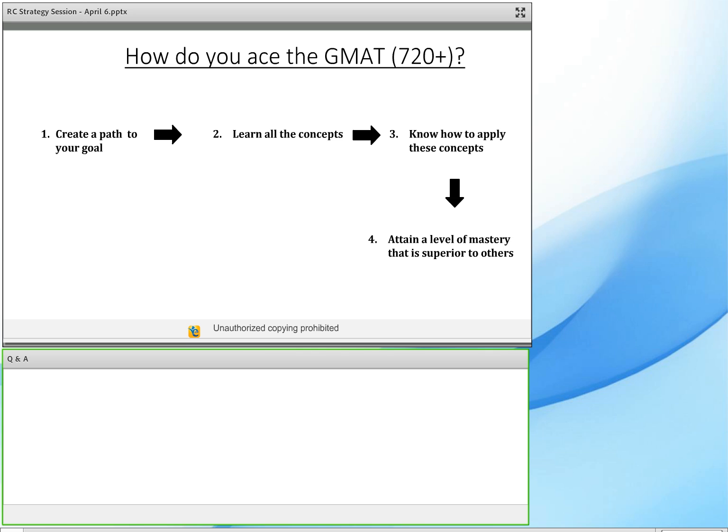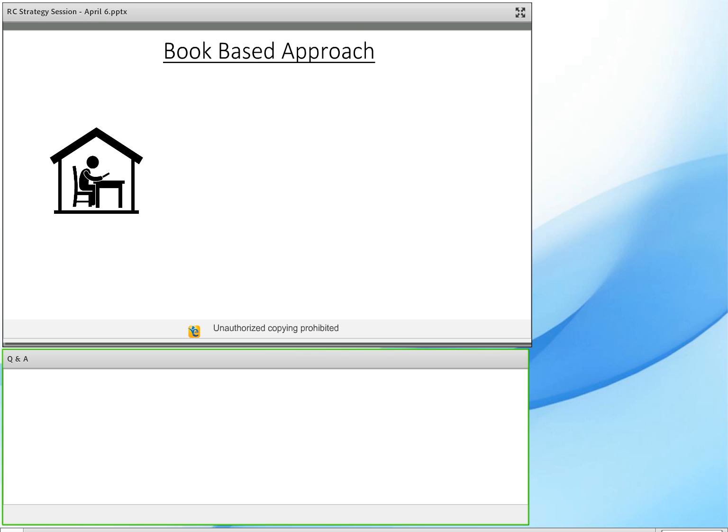Now let's see how a book-based approach tackles this problem, starting with study plans. A book-based approach is all about autonomy. So when you start learning from books, you're going to get 2 or 3 study plans, and you'll have the option of choosing amongst those 2 or 3 study plans.